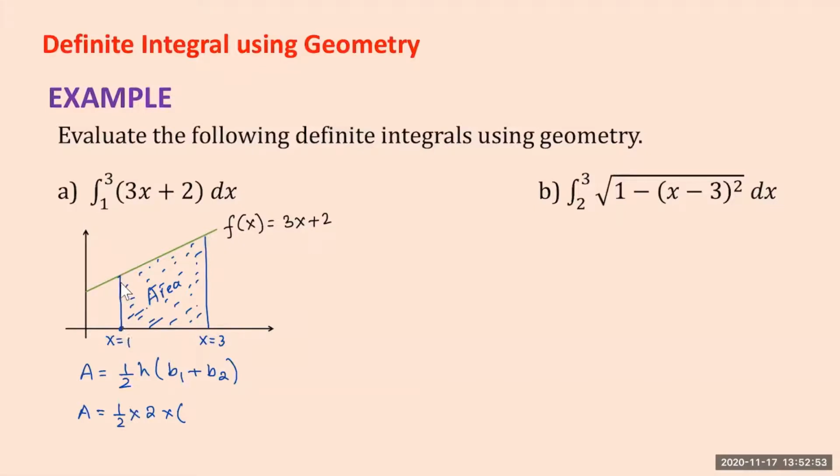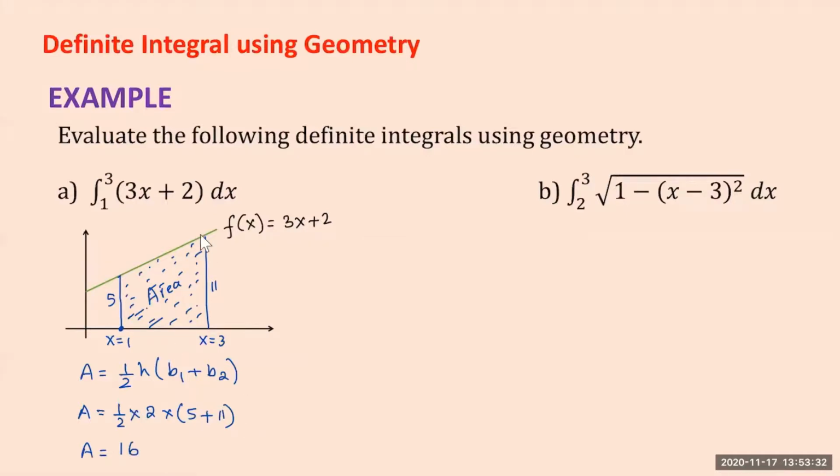So when I say B1, it's the value of the function at 1. If I plug in 1 to the function, it will be 3 times 1, 3, 3 plus 2 is 5. So this height is 5. Plus this height now, this one is the height at 3. And you plug in 3, 3 times 3, 9, 9 plus 2, 11. This is 11. So area is equal to half multiplied by 2 is 1. 1 times 5 plus 11. 5 plus 11 is 16.